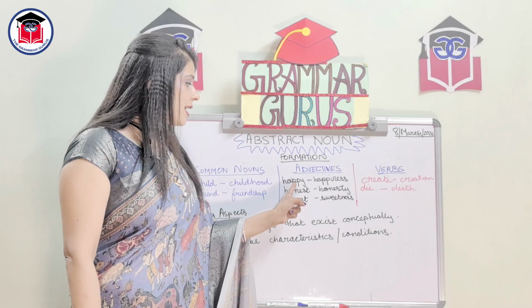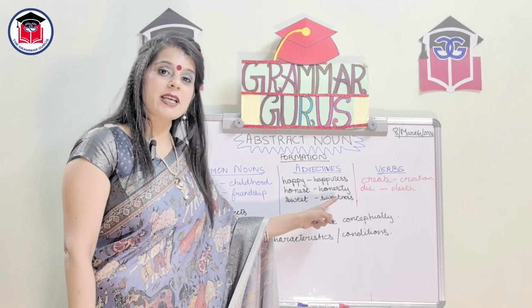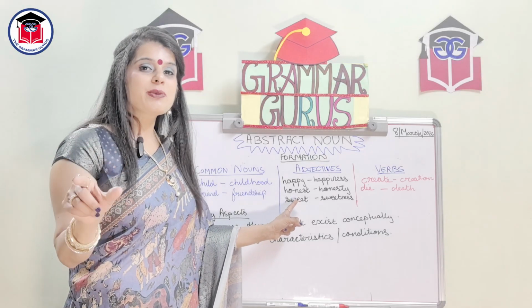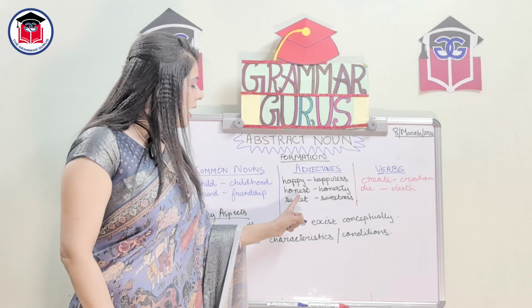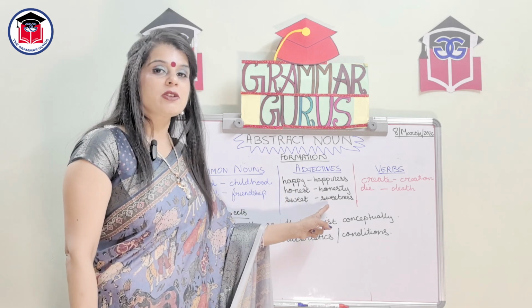Similarly, honest is an adjective. The corresponding abstract noun is honesty. Sweet. The milk is sweet. So here sweet is describing milk. Hence sweet is an adjective. The corresponding abstract noun is sweetness.